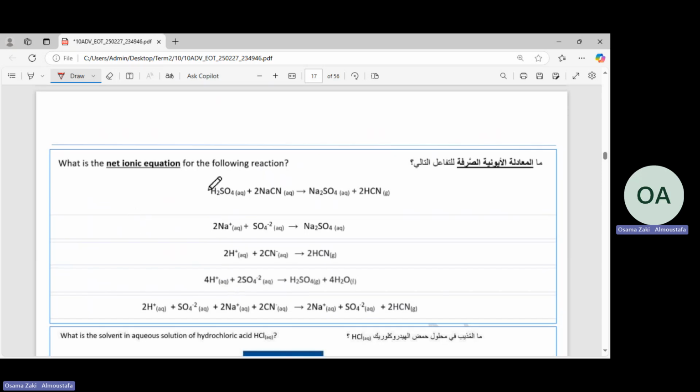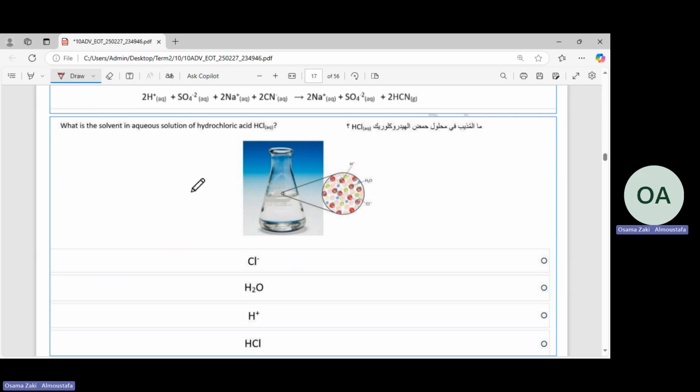Here, net ion equation for the reaction. As we said, for the net ion equation we have to go to the products and look for the substance which is not aqueous. So this is not aqueous, so in this aqueous, you cannot use it. So break it down. What do we have? We have 2H plus 2Cn, to produce this substance. This is the reaction: 2H plus 2Cn produces 2HCn. What is the solvent in an aqueous solution? They said solvent in aqueous. So this is the water, because the solvent in an aqueous solution is always water.